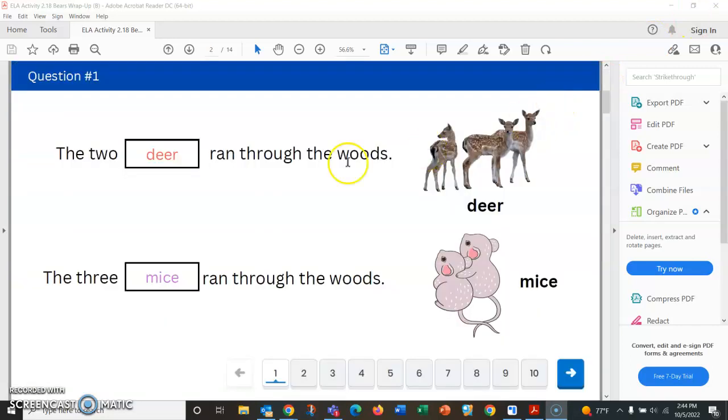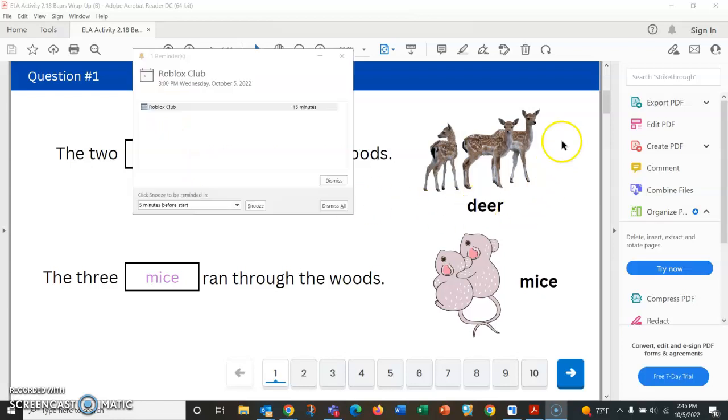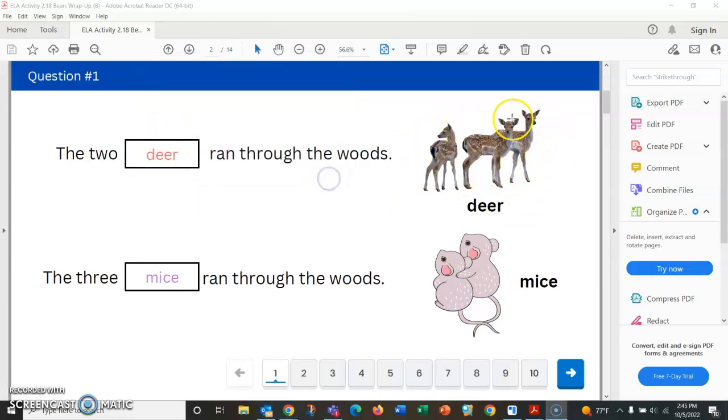Right, the first problem you guys will get to here, it says the two deer ran through the woods. Now this one's a little tricky. I can't remember which words it says. I think it says deers and deerses. A group of deer is called deer. Okay, no S in the end. That's just called deer. So make sure you pick that as the right answer. The two deer ran through the woods.